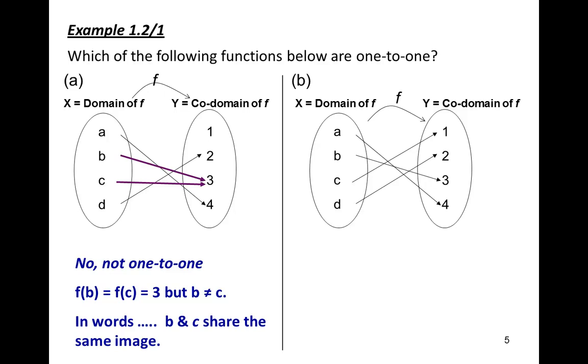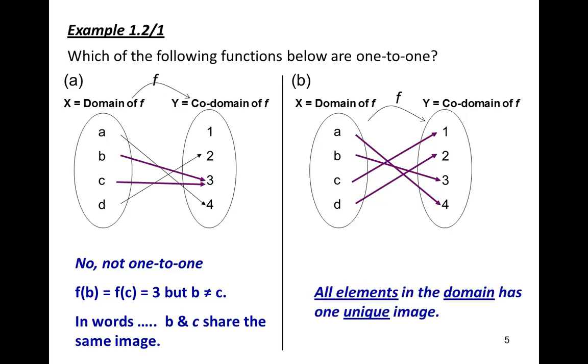In part B, we can see that a gets mapped to 4, b gets mapped to 3, c gets mapped to 1, and d gets mapped to 2. So each element in the domain has got a unique image. Hence, the function is one-to-one.